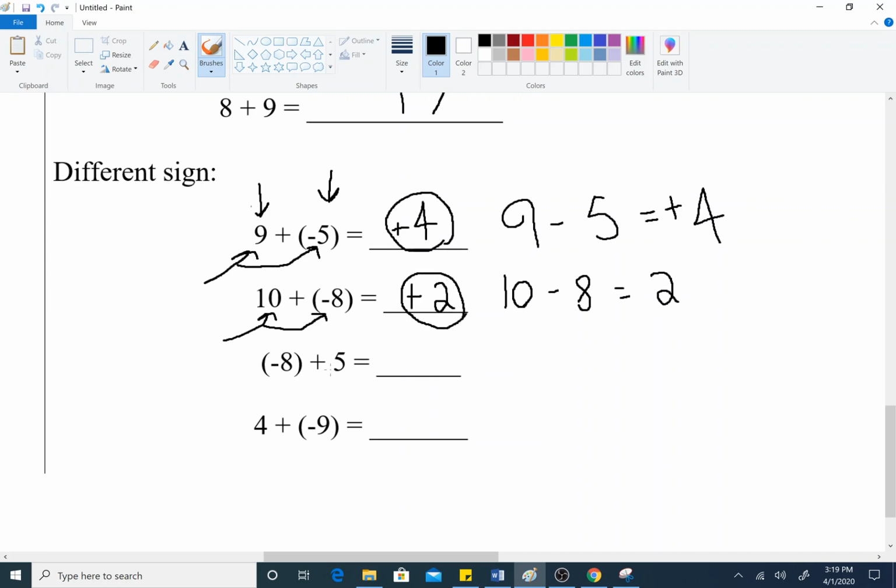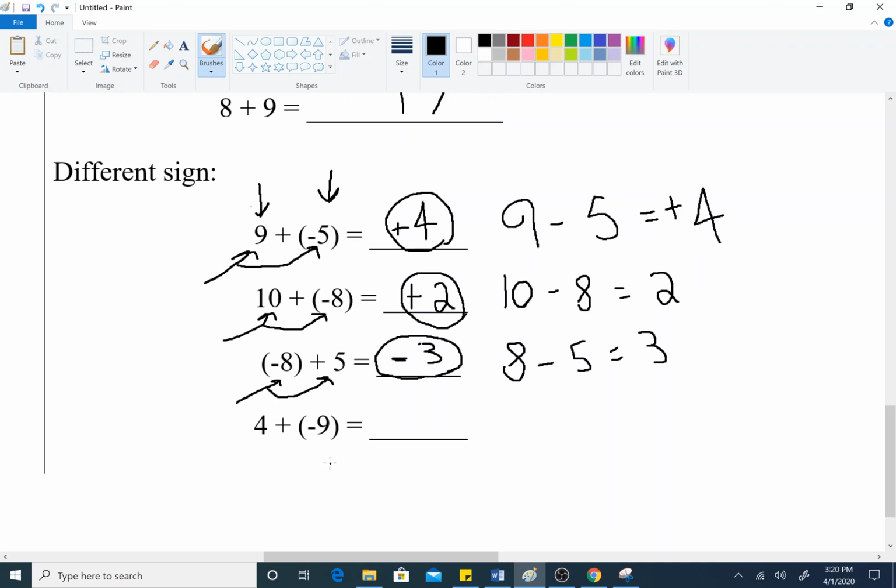Let's do the next one here. I have negative 8 plus 5. I subtract. 8 minus 5 is going to equal 3. And then I say, self, is it going to be a positive 3 or negative 3? Well, notice in this one, 8 is larger than 5. Also, if you want to think of it this way, negative 8 is farther from 0 than 5. So my answer is actually going to be negative this time, okay? I keep the sign of the largest number or the number farthest away from 0, okay?